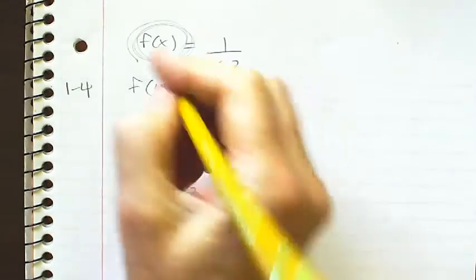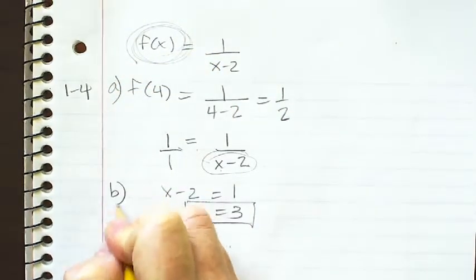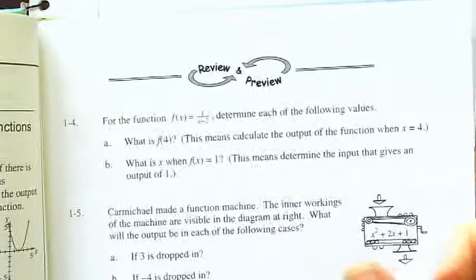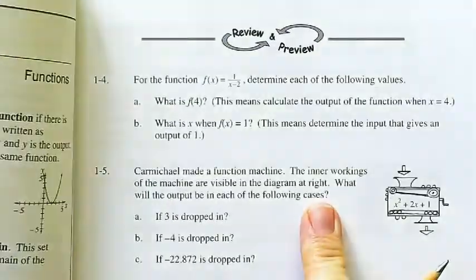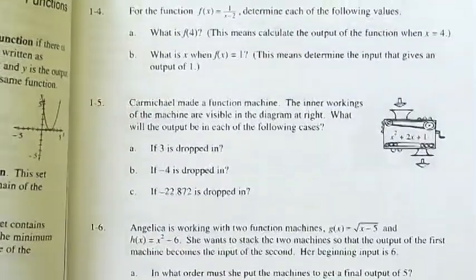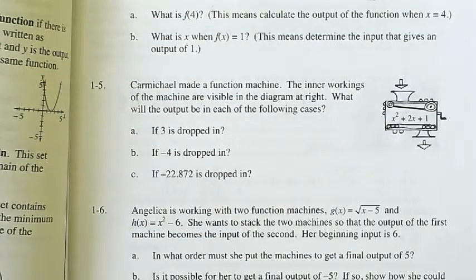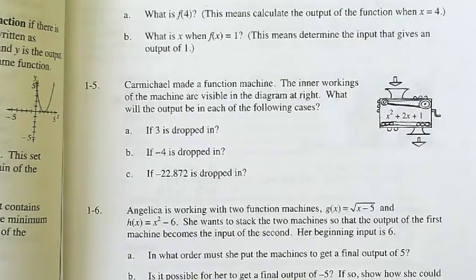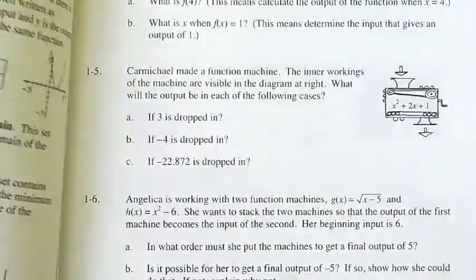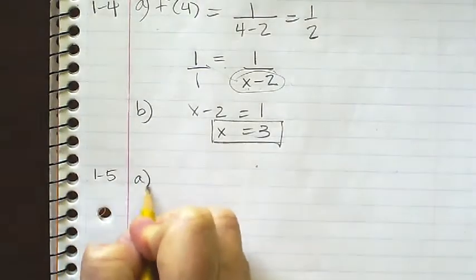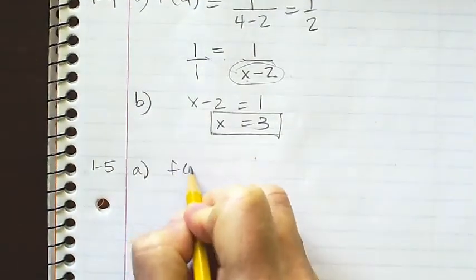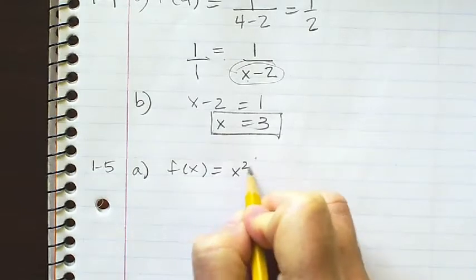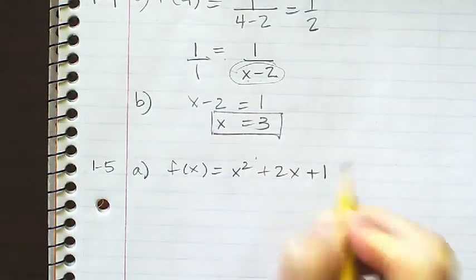Okay, part A, part B. 1.5, Carmichael makes a function machine. The inner workings of the machine are visible in the diagram at right. What will the output be in each of the following cases if a 3 is dropped in? So I'm going to drop in a 3. We've got f of x equals x squared plus 2x plus 1.